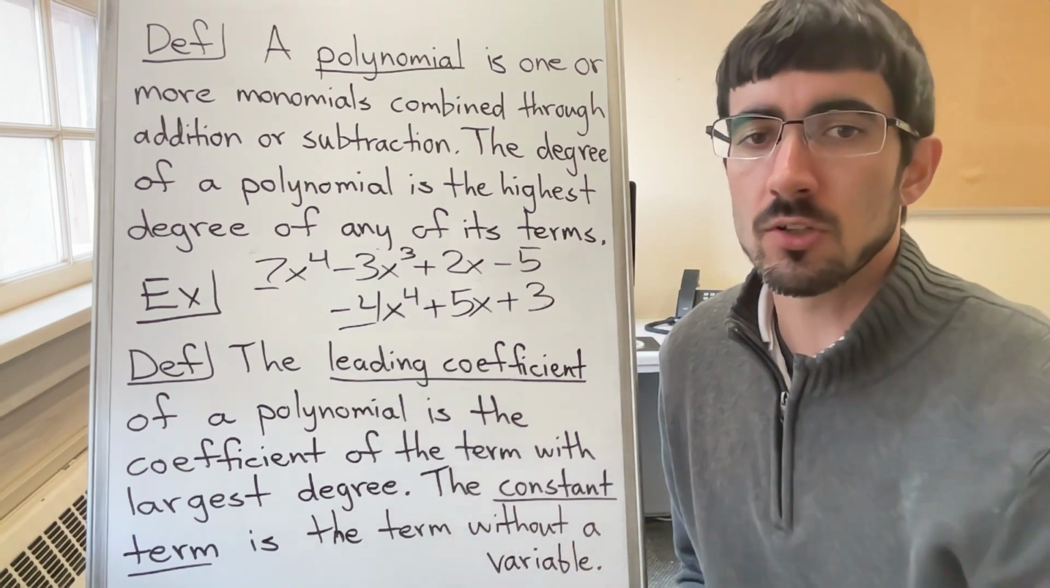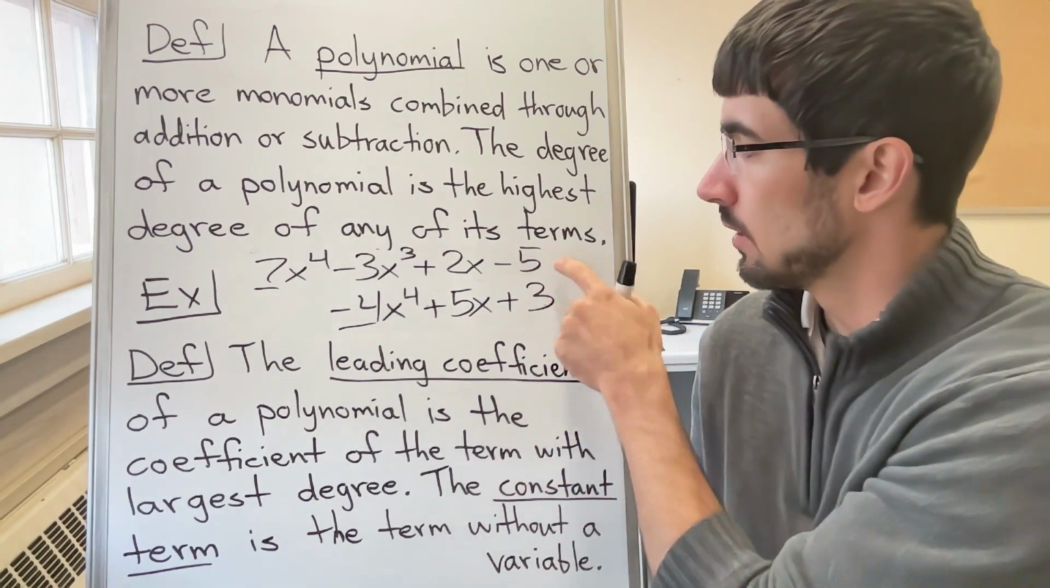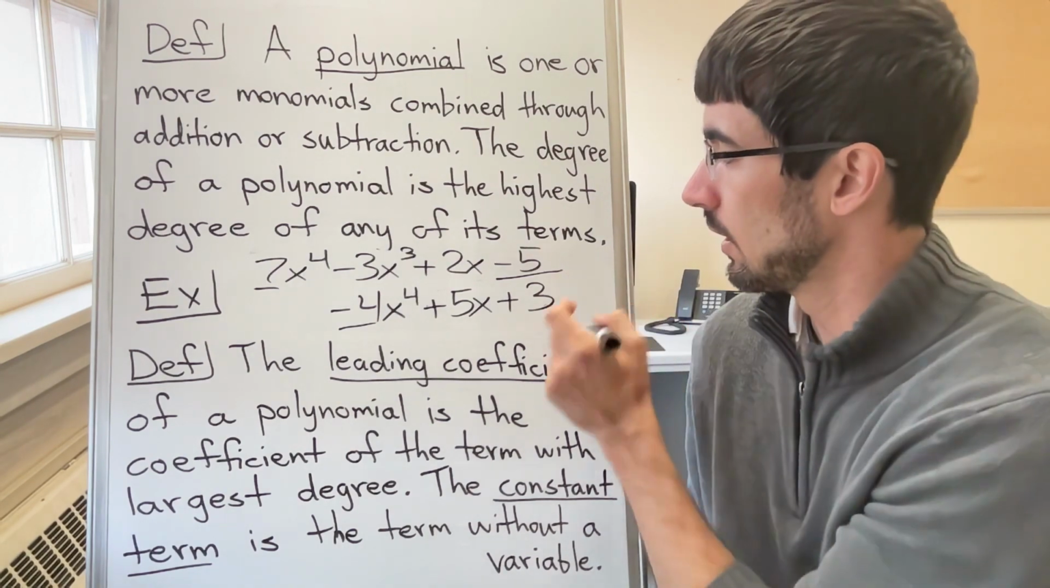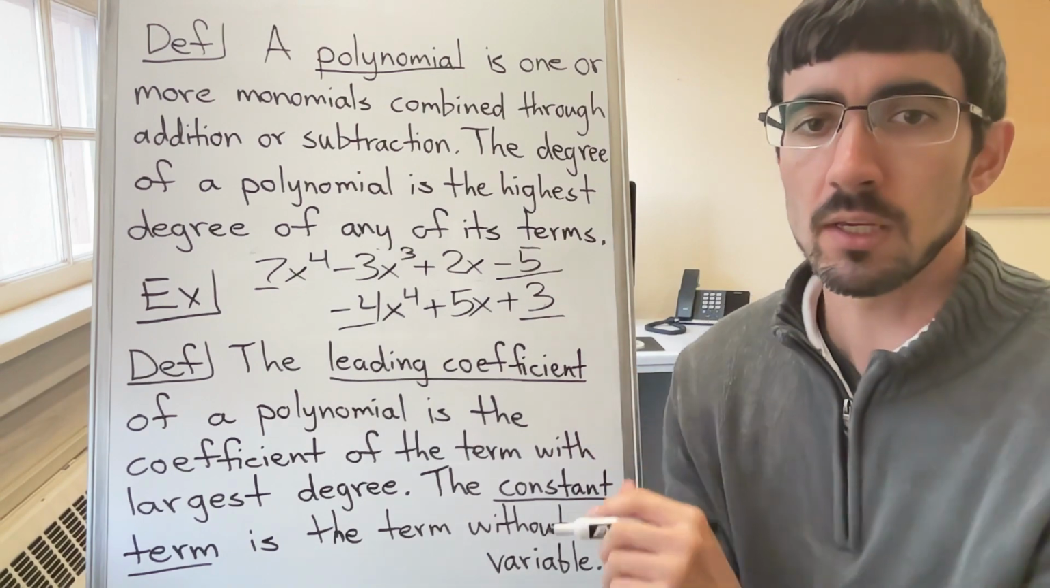Finally, the constant term is the term without a variable. That's the number part, right? So here, the constant term of this polynomial is negative 5. Here, the constant term of this polynomial is positive 3.